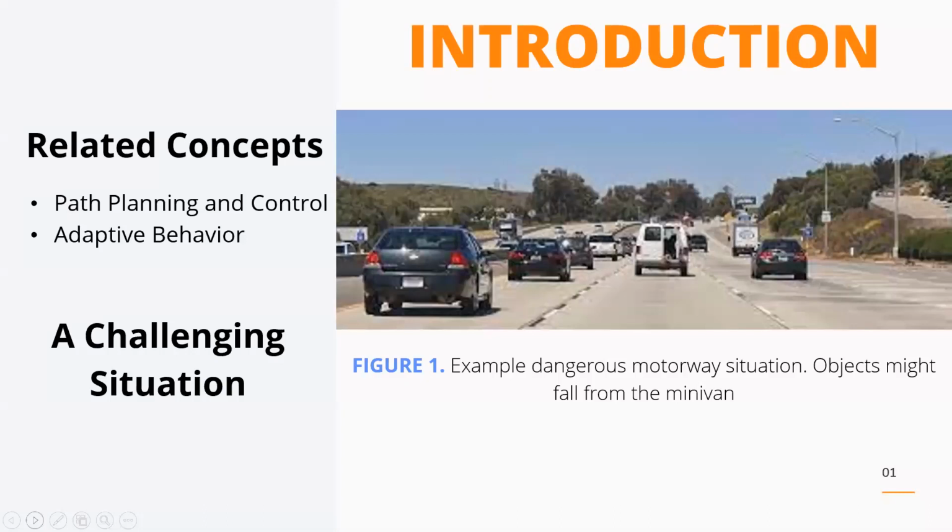Now let us consider a challenging situation. Figure 1 on the screen is an example of a dangerous motorway situation in which objects might fall from the minivan. This kind of situation can be overcome by a human driver, but an artificial driver needs to have escape strategies, continuous quick adaptation strategies, and more importance on safety rather than legality.